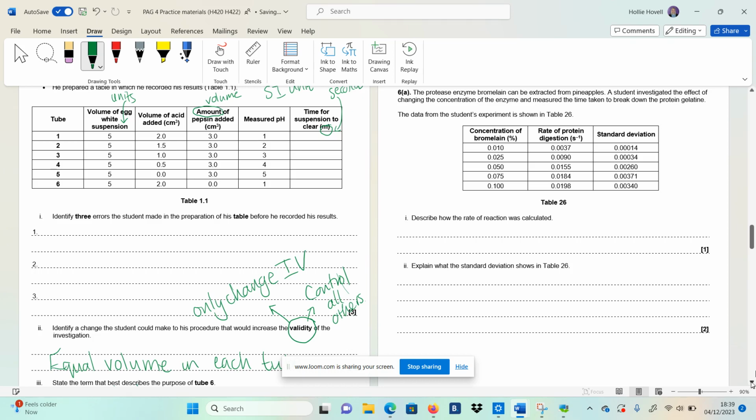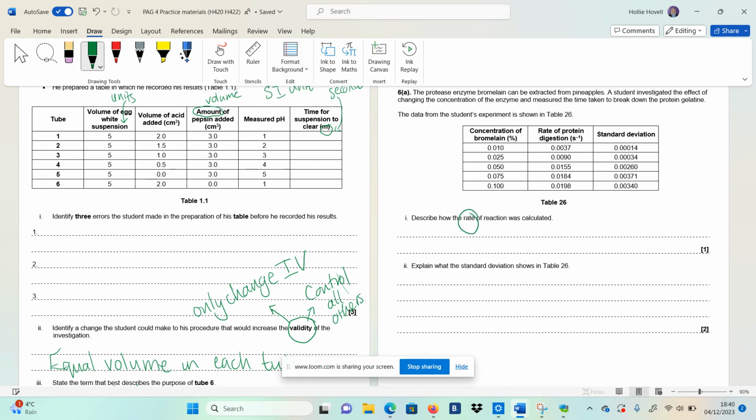Question number 6. The protease enzyme bromelain can be extracted from pineapples. A student investigated the effect of changing the concentration of the enzyme and measured the time taken to break down the protein gelatin. The data from the student's experiments is shown in figure 26. Describe how the rate of reaction was calculated.